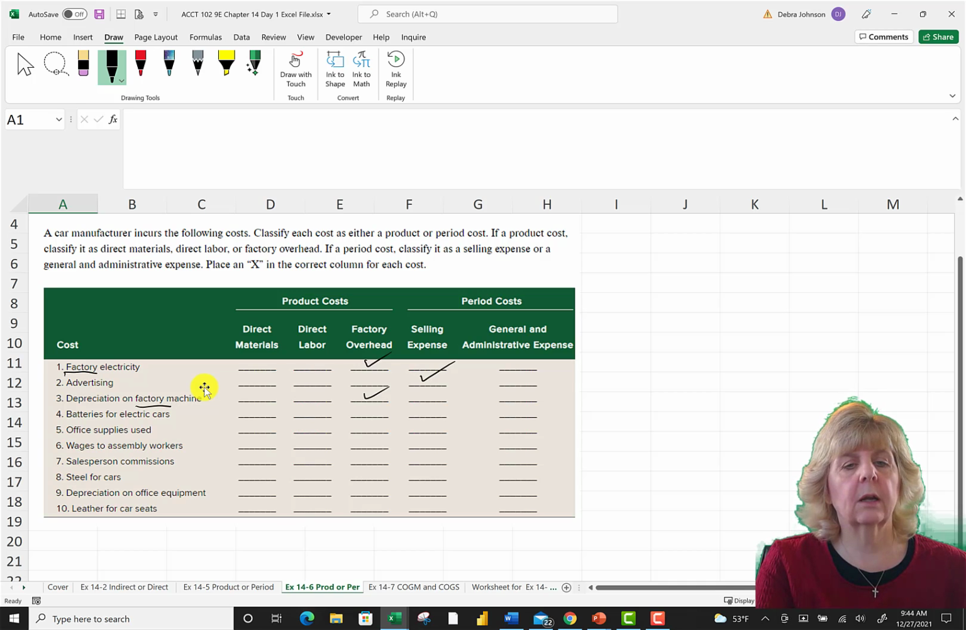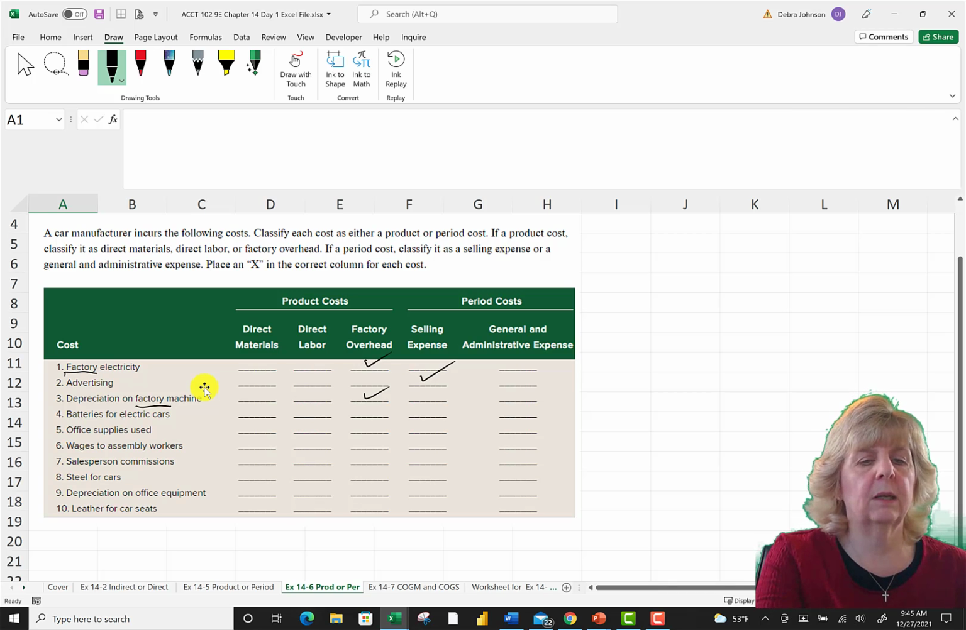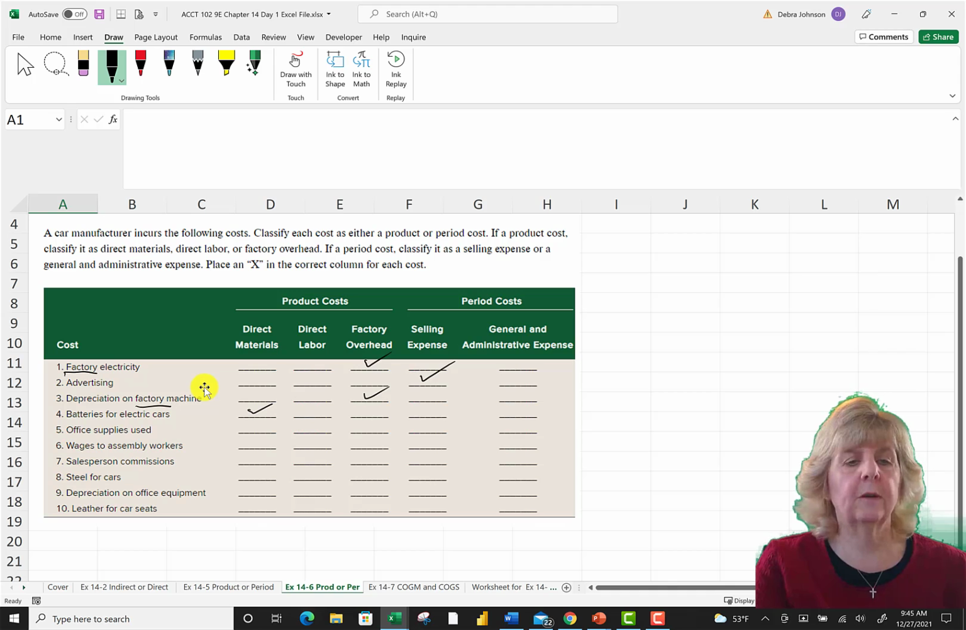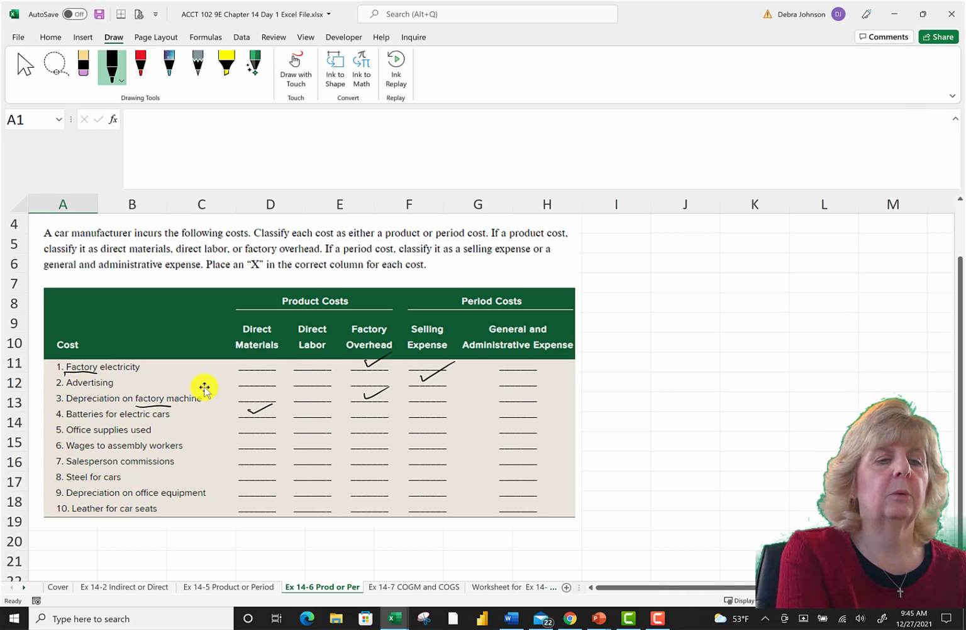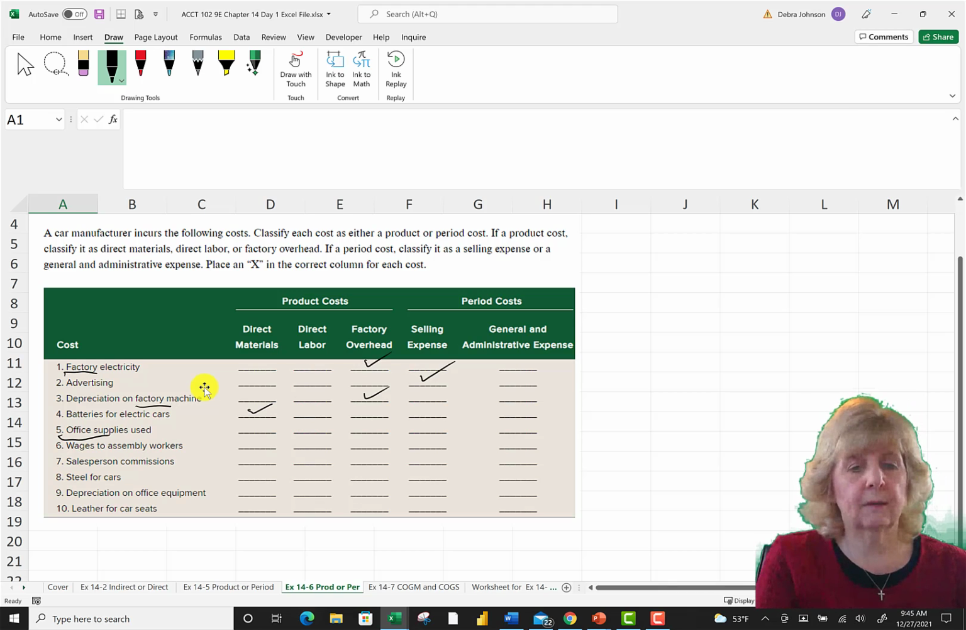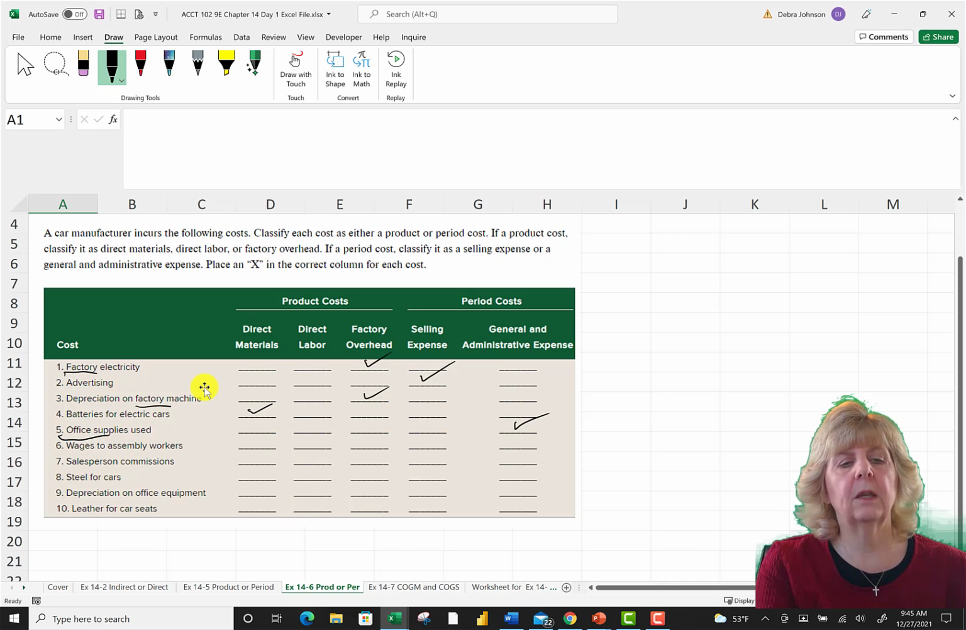Batteries for electric cars. Okay, the batteries are a key component of an electric car. That would be considered a direct material. You could physically watch the batteries being placed in the electric cars. The next one, office supplies used. If you see the word office, that means that it is a period cost. It's not a selling expense. That would be a general and administrative. So in the first half of these different types of costs, you'll see me honing in on key words. I would encourage you to do the same thing.